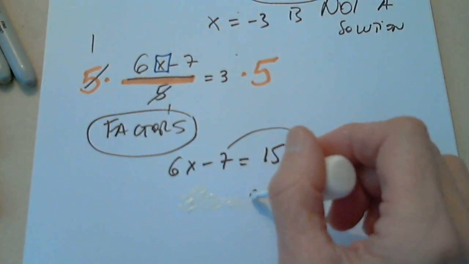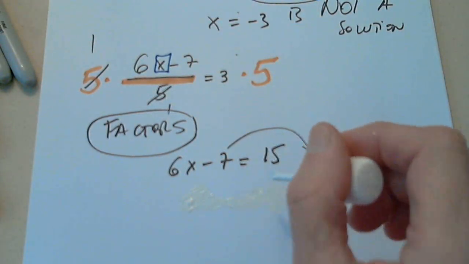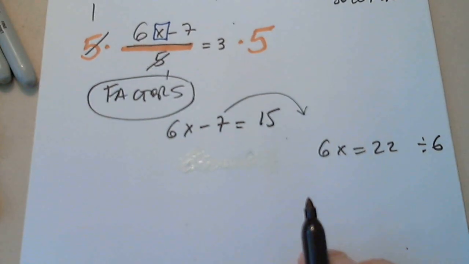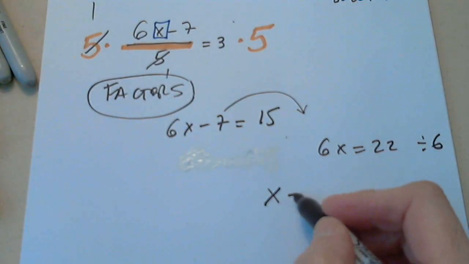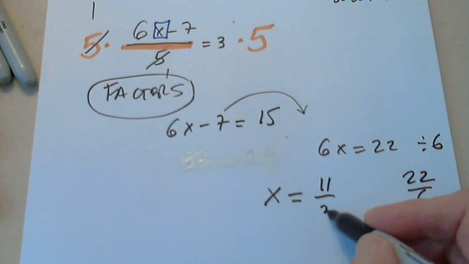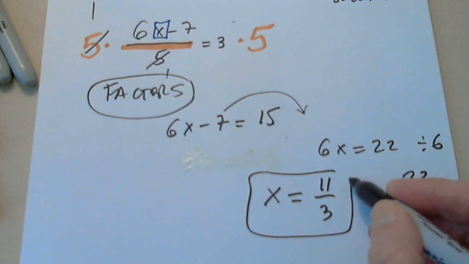Final step. What do I need to peel off? I need to peel off the 6. So I will divide both sides by 6. 6x divided by 6 is finally what I want. 22 divided by 6, remember both are even numbers. I will have to simplify and I get 11/3.